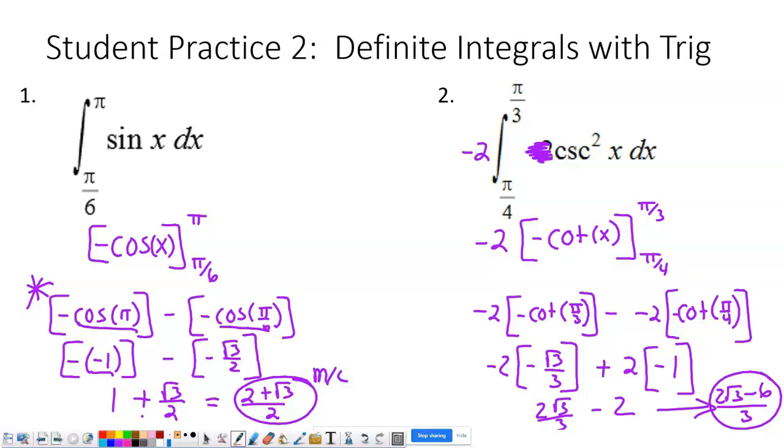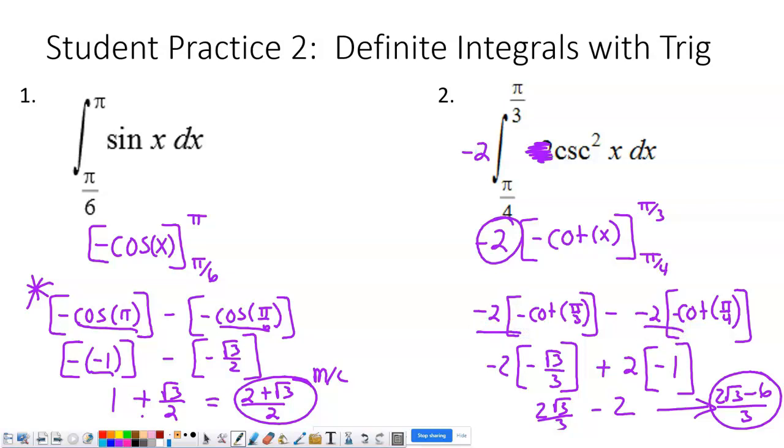Let's take a look at number 2. Now on number 2, you'll notice I started by putting that -2 outside the brackets there. I didn't like it on the inside. The integral of cosecant squared is negative cotangent x. And then we did the fundamental theorem of calculus. Now notice here that -2 in front of the brackets needs to go in front of both pairs of brackets, just so you know.